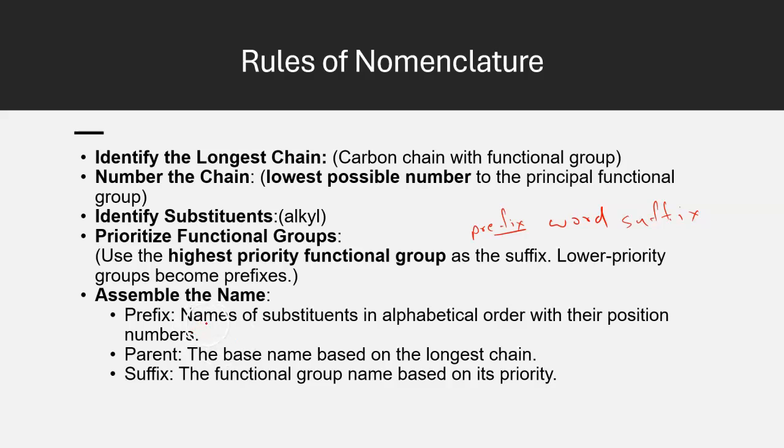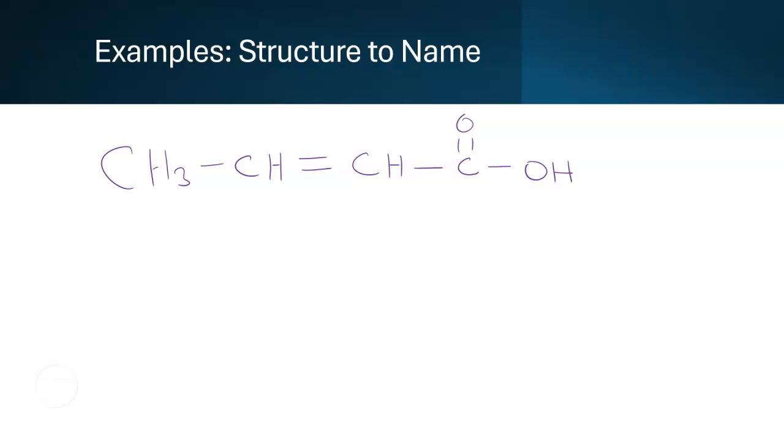Assemble the name and prefix, naming the substituents in alphabetical order. It is very important to understand that when we write a prefix, it should be in alphabetical order with their position numbers. The parent is the base name of the longest chain, as we are selecting the longest chain, so that will be the parent name, and the suffix will be the functional group based on priority. If there are two functional groups, we have to select the priority. We will understand it with the help of an example.